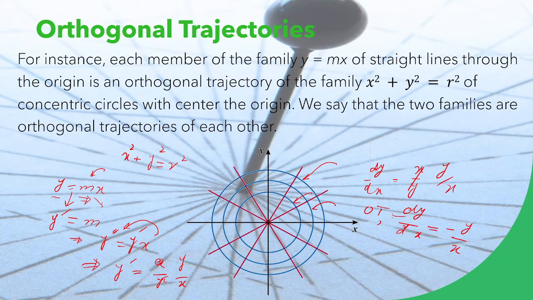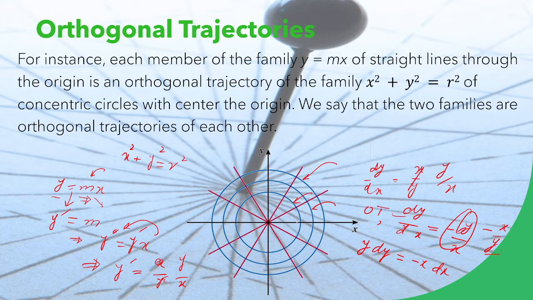But when you find the orthogonal trajectories, we will be taking this one as minus x by y now. So we got another differential equation. Now this differential equation will be solved in the following way. It's the separation of variables method. So we have y dy is equal to minus x dx.